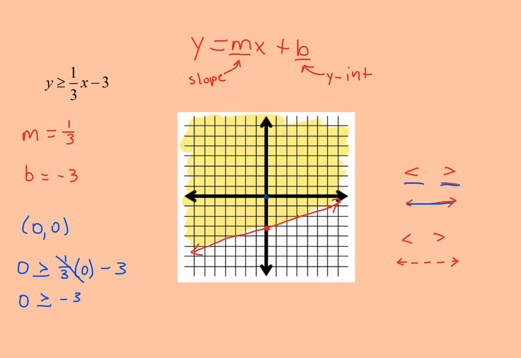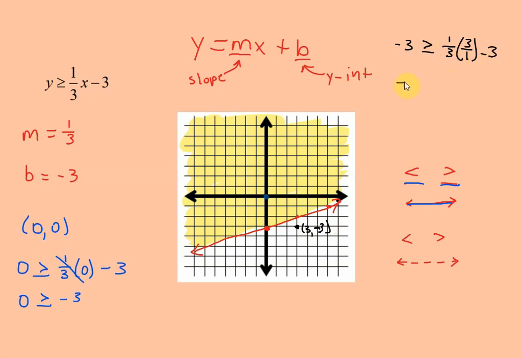Just to explain to you a little bit more about test points, if I were to choose this point right here, this point is (3, -3). If I were to take that and plug that into the inequality, I'm plugging in 3 for x and -3 for y. So that would give me -3 is greater than or equal to 1/3 times 3, or 3/1, minus 3.